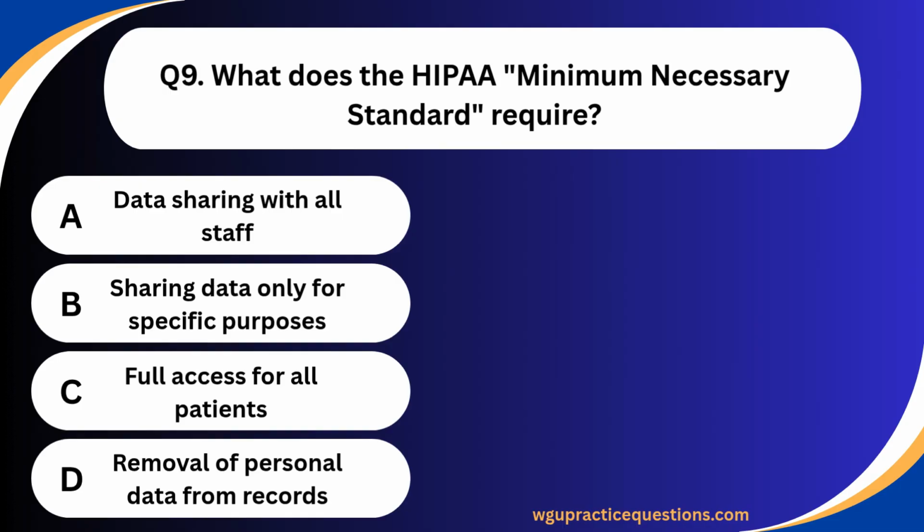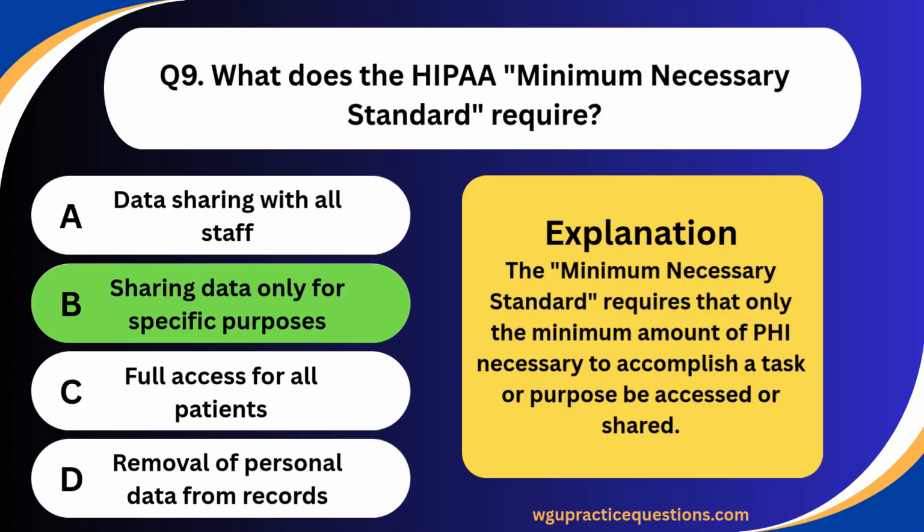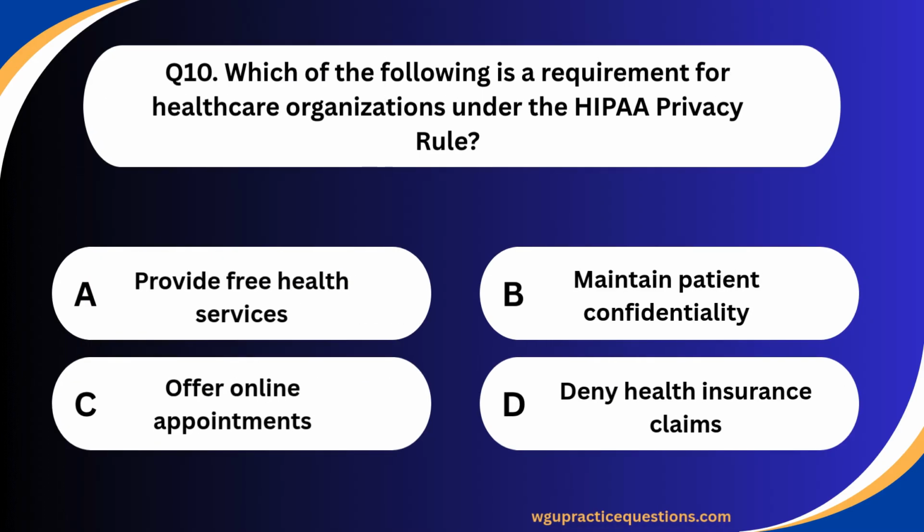The correct answer is B. Sharing data only for specific purposes. Explanation. The minimum necessary standard requires that only the minimum amount of PHI necessary to accomplish a task or purpose be accessed or shared.